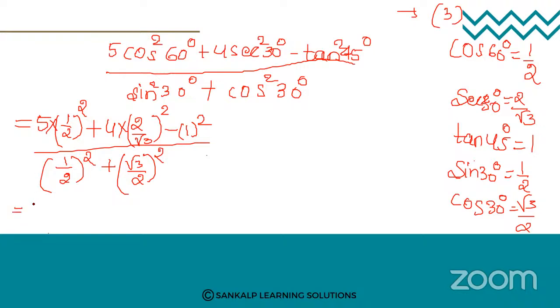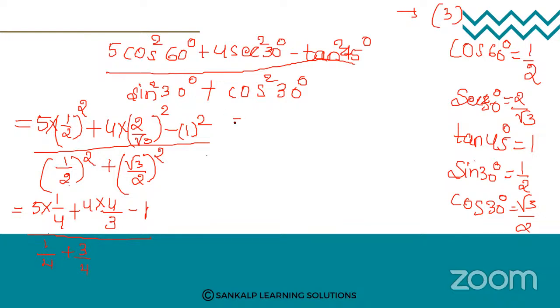Okay. 5 into 1 square is 1 divided by 2 square is 4 plus 4 into 2 square is 4 divided by root 3 whole square means it is 3 minus 1 square is 1 divided by 1 square means it is 1 divided by 2 square. 2 square is 4 plus root 3 whole square. Root 3 square is 3. Root 3 into root 3. 2 square is 4.